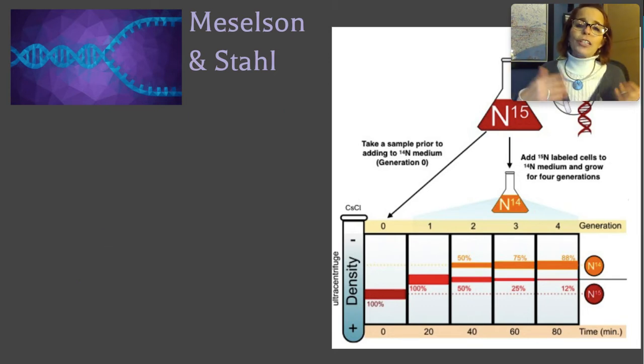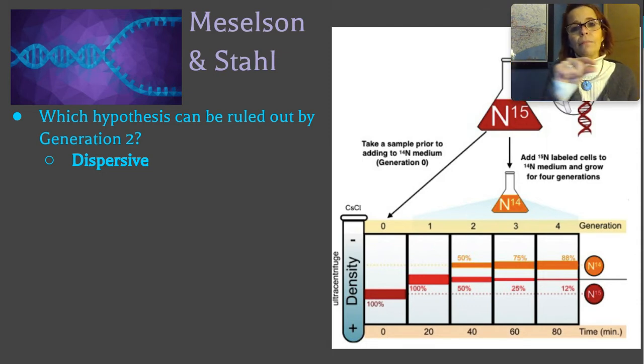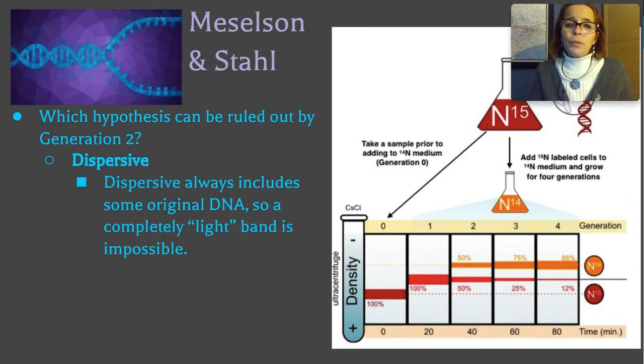So by generation 2, the second generation growing in the N14, we can already rule out one of the other hypotheses. So which hypothesis can be ruled out by generation 2? The dispersive. If you look at the banding pattern for generation 2, it shows that one is a mid-level mass, like it's a combination of heavy and light nitrogen. But then there's a band that is made entirely of light nitrogen. Well, that doesn't work with dispersive.